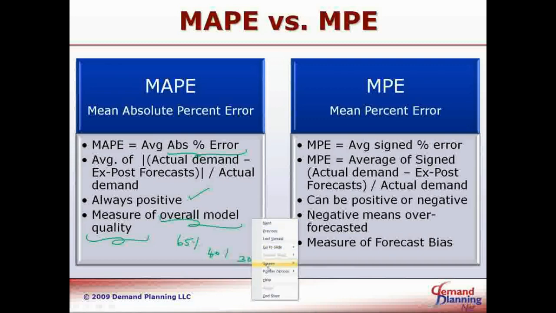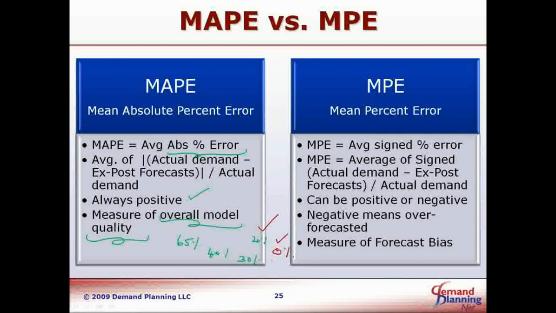So now we'll talk about MAPE versus MPE. These are good measures in their own right. MAPE is the mean absolute percent error. It is calculated as the average of the absolute percent errors: take the percent error of the absolute error, and average it. It's always positive. This is a measure of overall model quality. So can we use this to improve forecast accuracy? Absolutely. How? If you think the MAPE is too high, you come back to a different model.